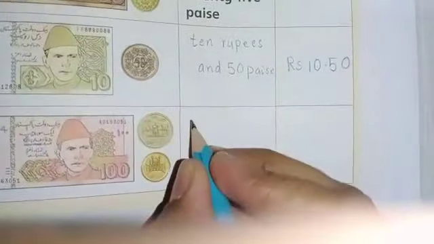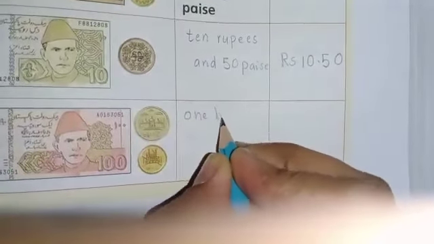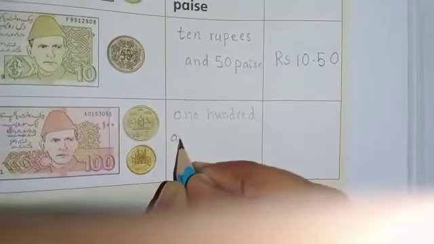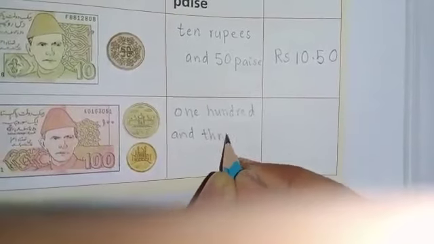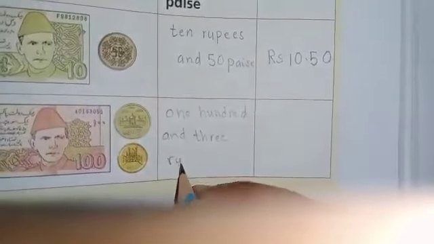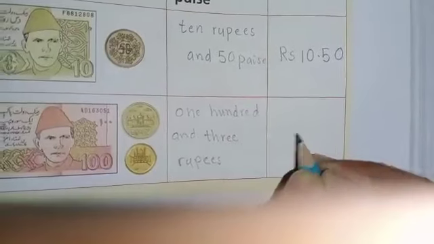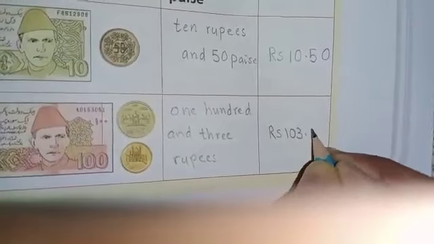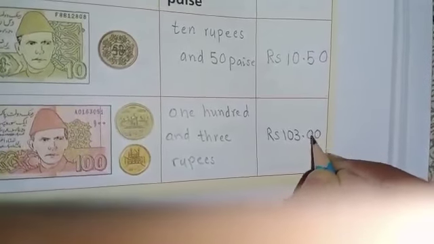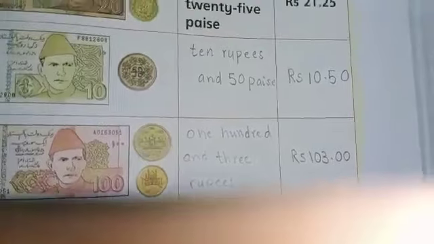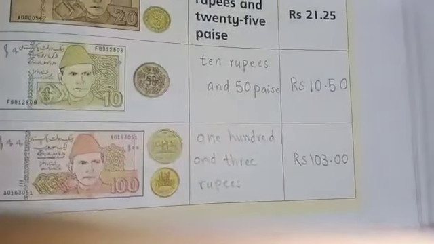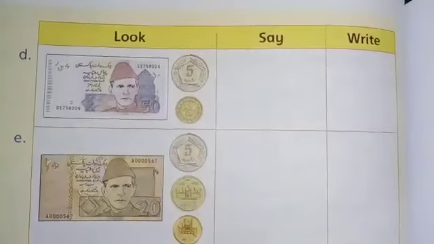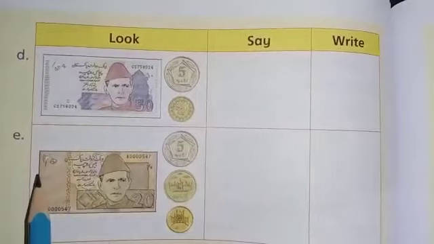Now we will write it 103 rupees. Now we will write it as rupees 103. As there is no value of paisas, we write here 103.00. So it's rupees 103.00. Students, same like this you will solve D and E part by yourself.